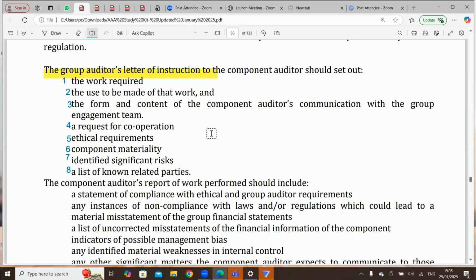So just like we said, the group auditor is supposed to send a letter of instruction to the component auditor, telling him that this is the work I require from you. These are the level of checks I need you to do. Second thing, this is the reason why I need this work. The third one is the form and content of their communication. In this audit, we'll be communicating through this and this. We'll have 4 strategic meetings at this time.